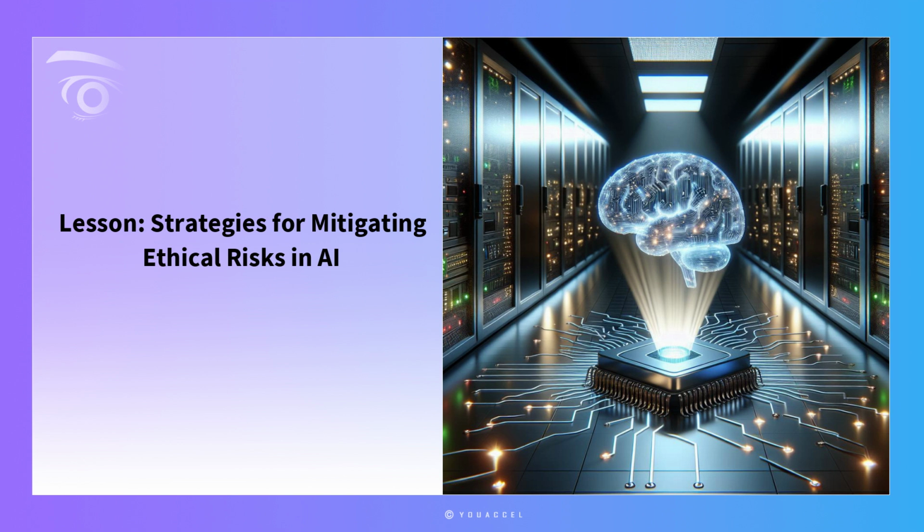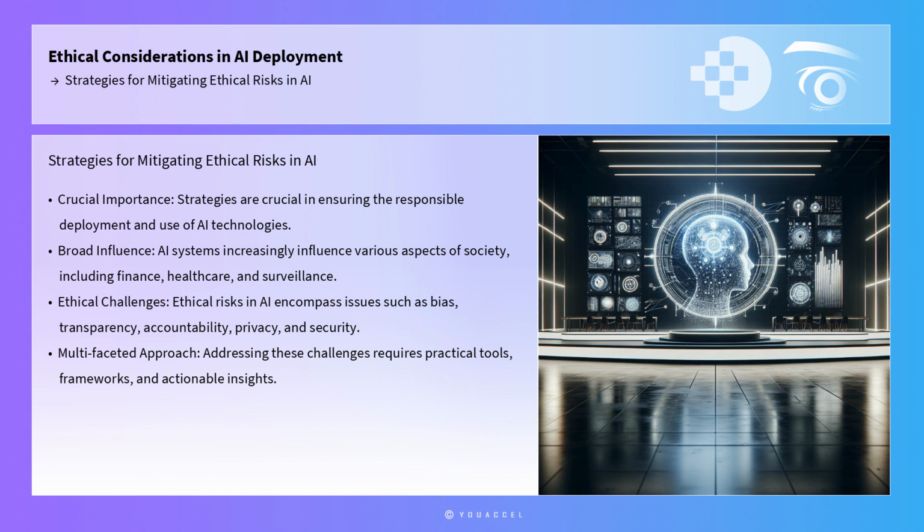Lesson: Strategies for mitigating ethical risks in AI. Strategies for mitigating ethical risks in AI are crucial in ensuring the responsible deployment and use of artificial intelligence technologies. These strategies are paramount as AI systems increasingly influence various aspects of society, from decision-making processes in finance and healthcare to autonomous vehicles and surveillance systems.